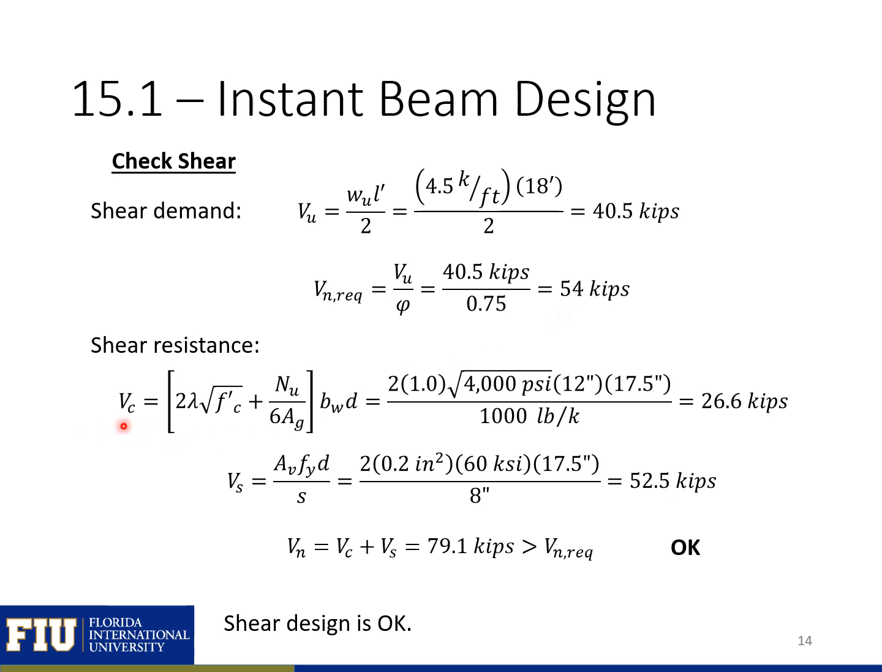Our shear resistance provided by our concrete we can find with our ACI 318 expression. We have no applied axial load, so we lose the second term. So we'll get Vc equal to 26.6 kips. Our Vs, again, we can use our ACI 318 expression, and we find that we have a shear contribution of our transverse reinforcement equal to 52.5 kips. Adding those together gives us a total shear resistance of 79.1, which is greater than our Vn required of 54 kips, so our shear design is okay.